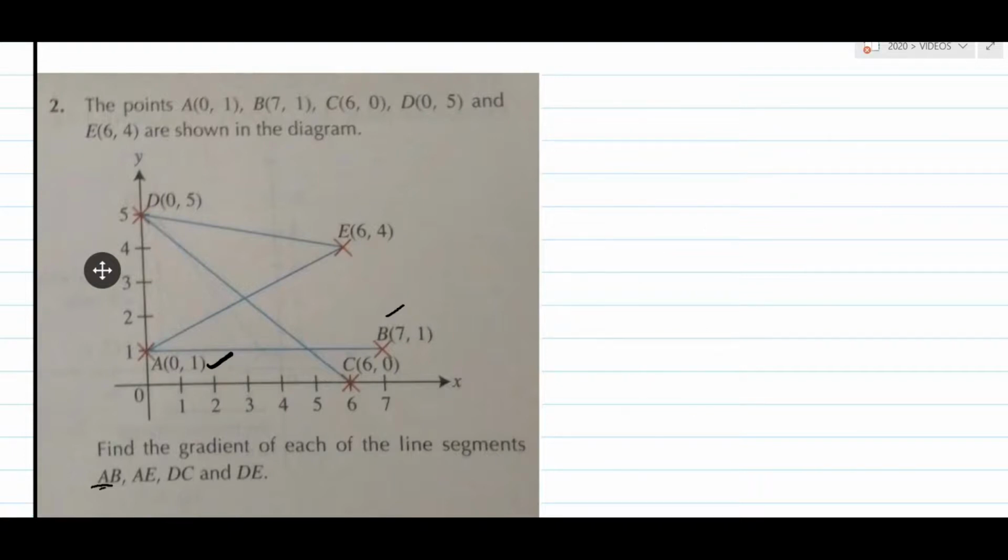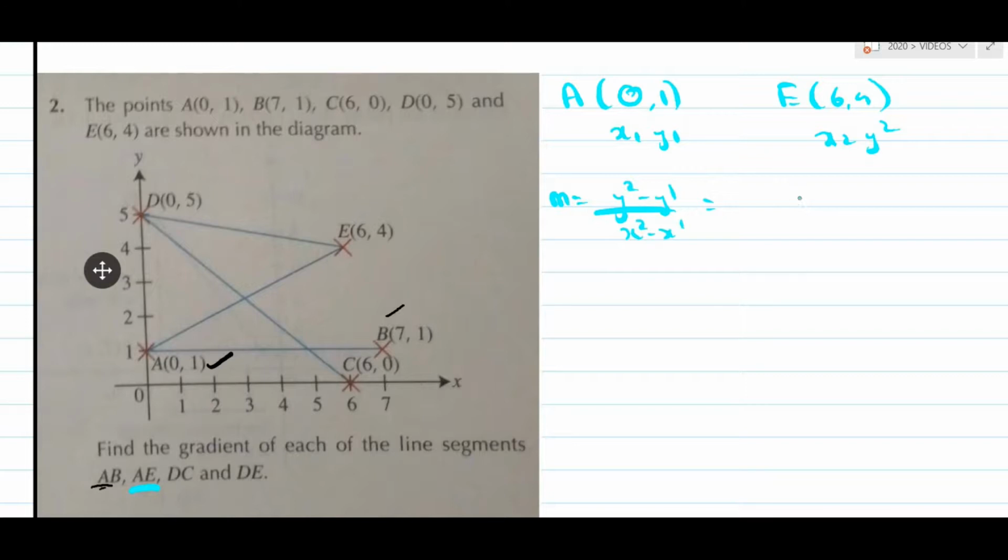Now the question says find the gradient of AE. Write down the coordinates in order to make things easier for yourself. A is 0, 1 and E is 6, 4. Now this is x1, y1 and this is x2, y2. Write down the formula once again: y2 minus y1 upon x2 minus x1. Now plug in the numbers.